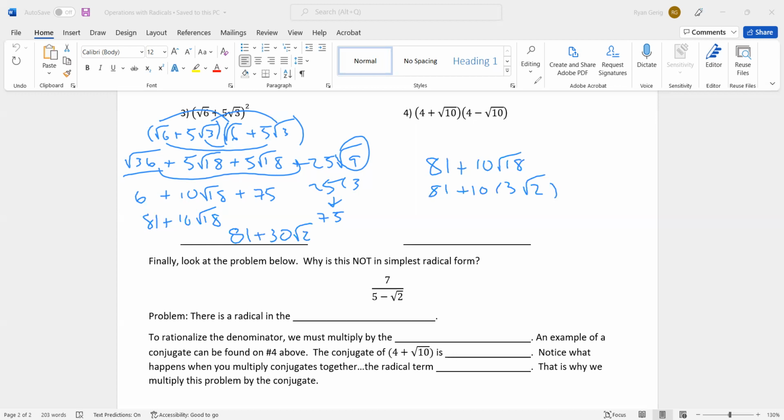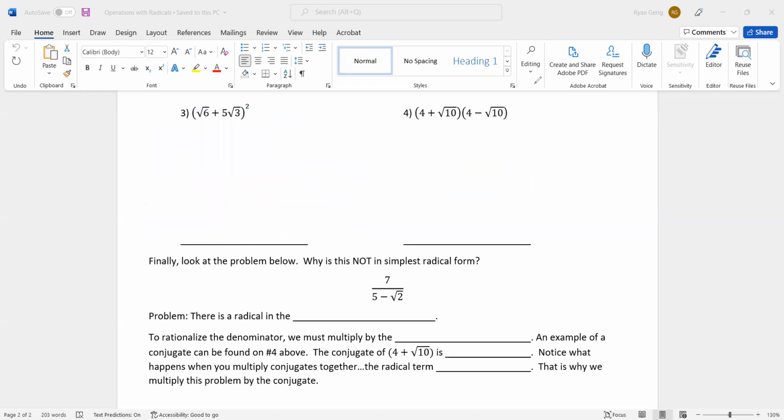Okay. Now, number 4, you may remember something like this back in Unit 7, when we multiplied special cases, but something cool happens here. 4 times 4 is 16. 4 times negative radical 10 is -4 radical 10. Radical 10 times 4 is +4 radical 10. And then that's negative radical 100.